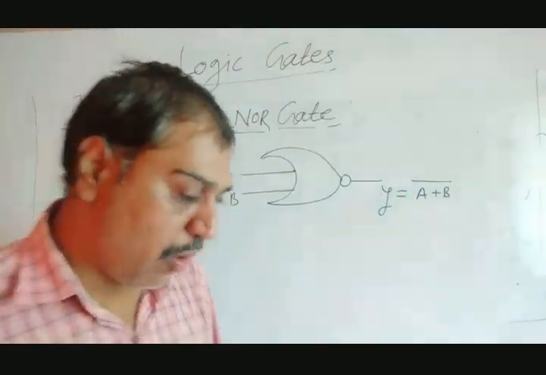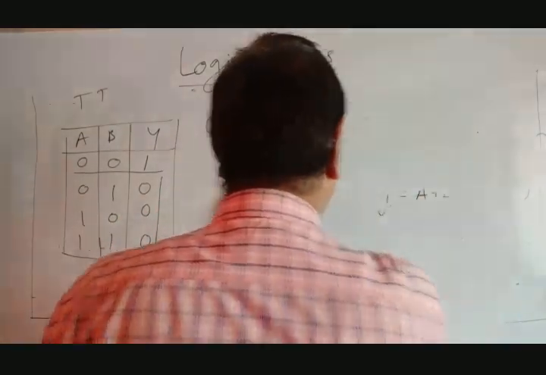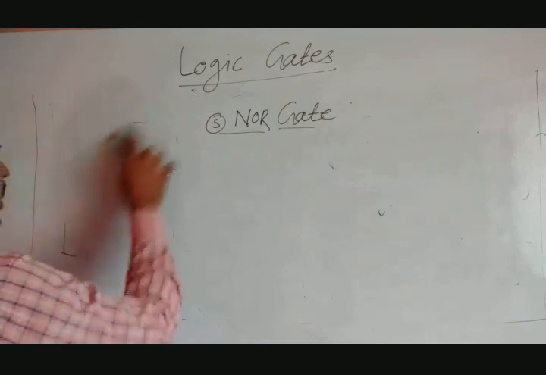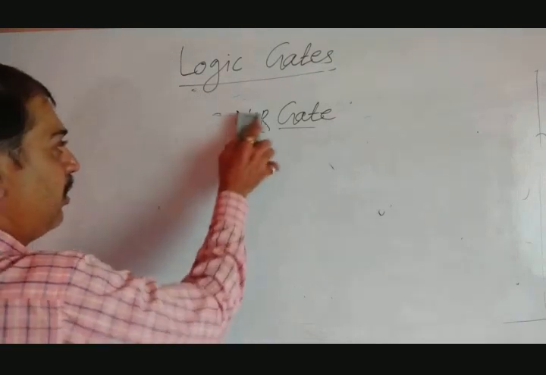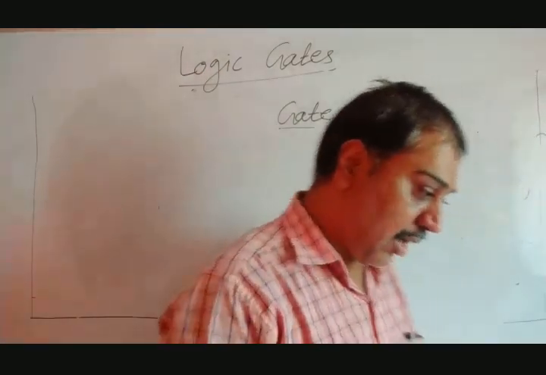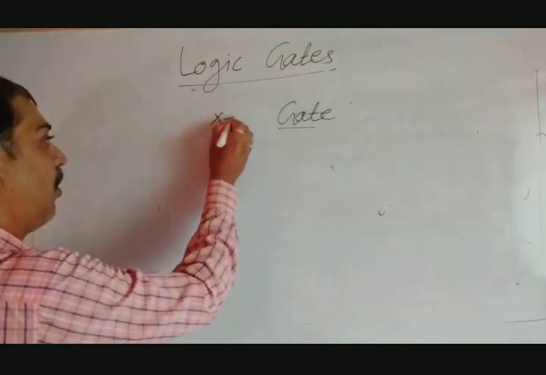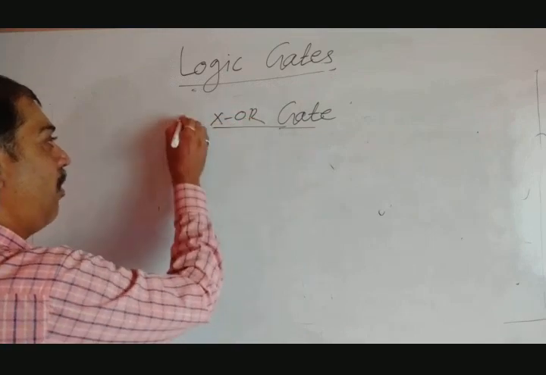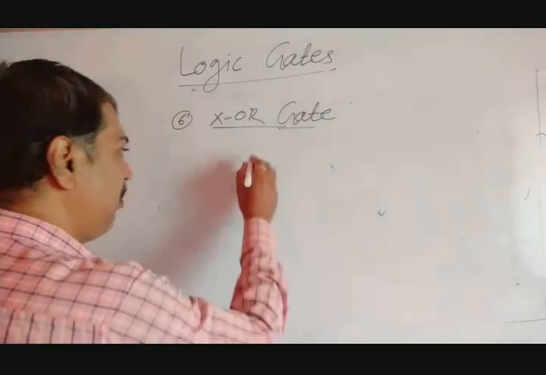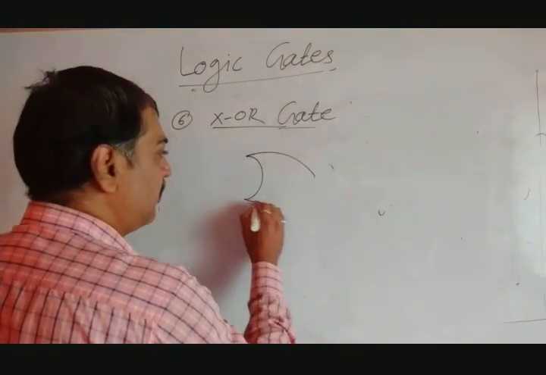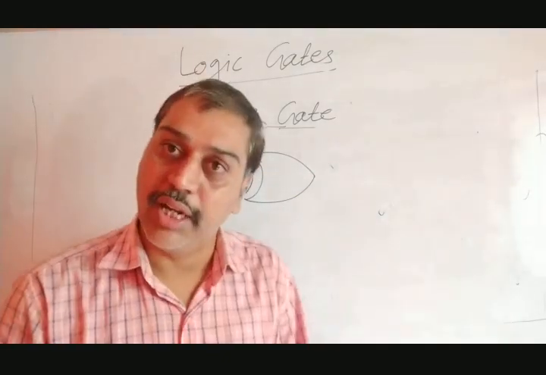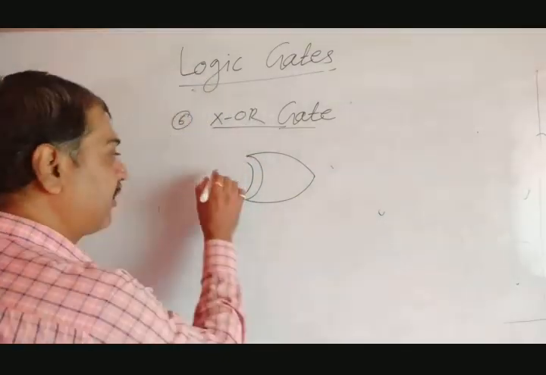After NOR, NOT, and OR, there is another gate, the 6th gate, which is a special type of gate. It is said to be the XOR gate, exclusive OR gate. It is symbolically represented like this: the symbol of OR with one extra line here, because it is the XOR gate, exclusive OR.